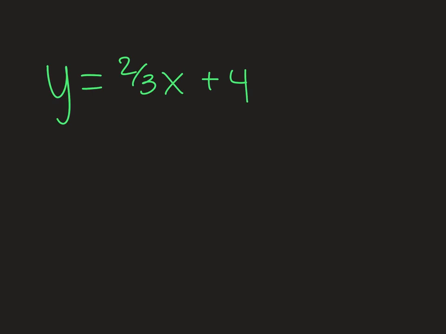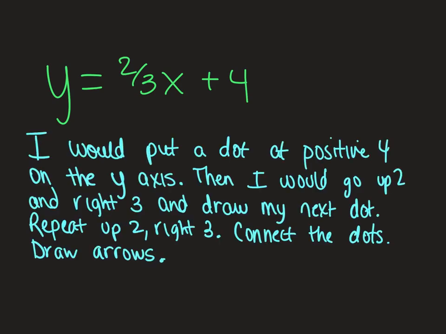Your second question, your last question of the video, describe to me how you would graph this. Obviously with this Edpuzzle, we can't actually graph anything, but tell me with sentences, what would you do to graph it? I was hoping you would say something like, I would put a dot at +4 on the y-axis, then I would go up 2 and right 3 and draw my next dot, and then I'd repeat going up 2, right 3, I'd connect the dots and draw arrows. So that would have been my answer.